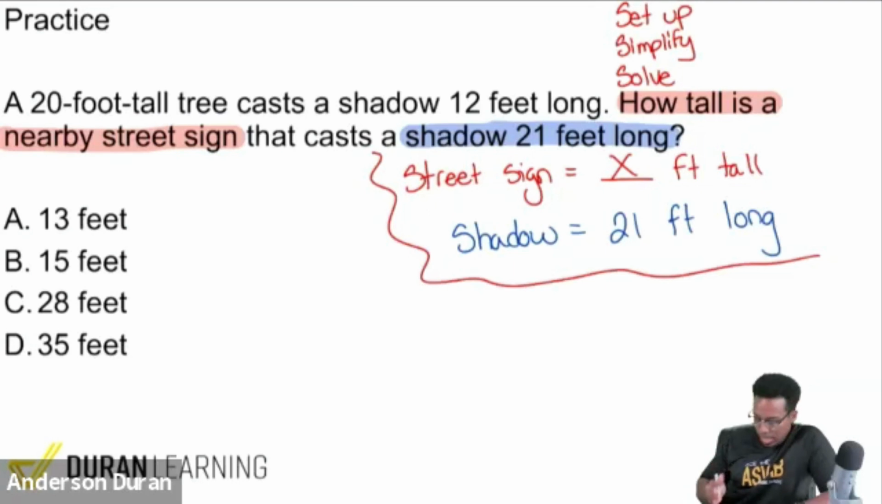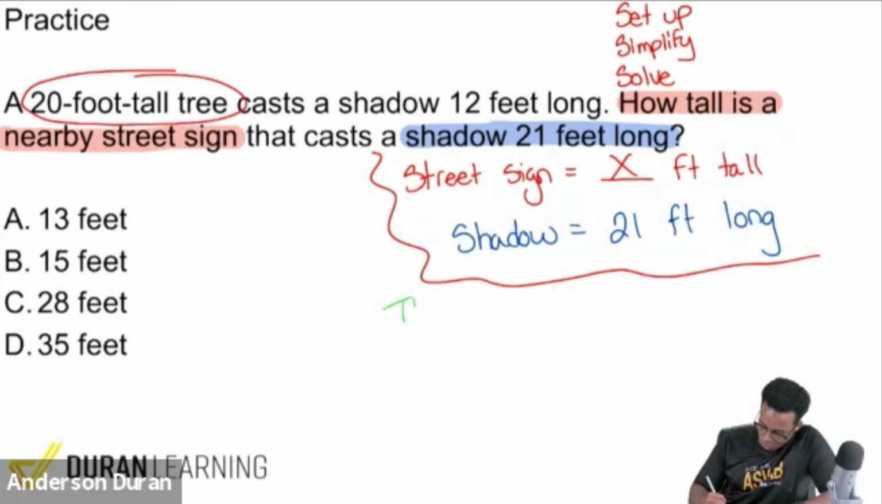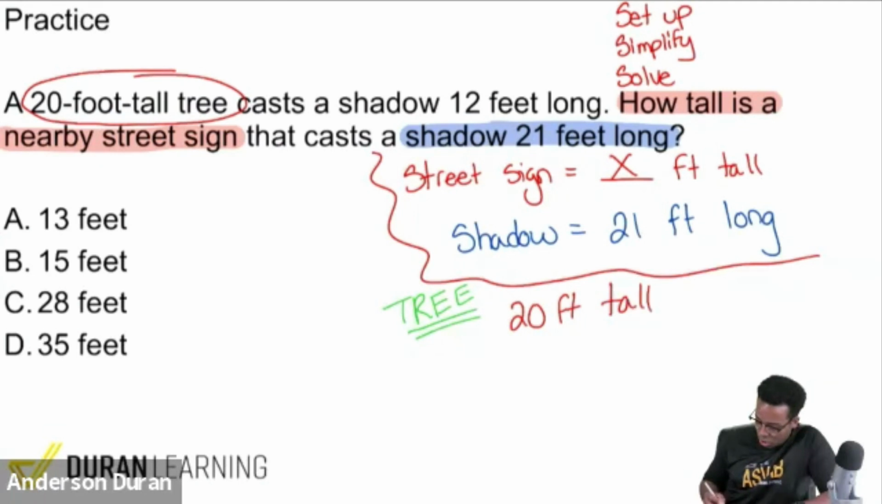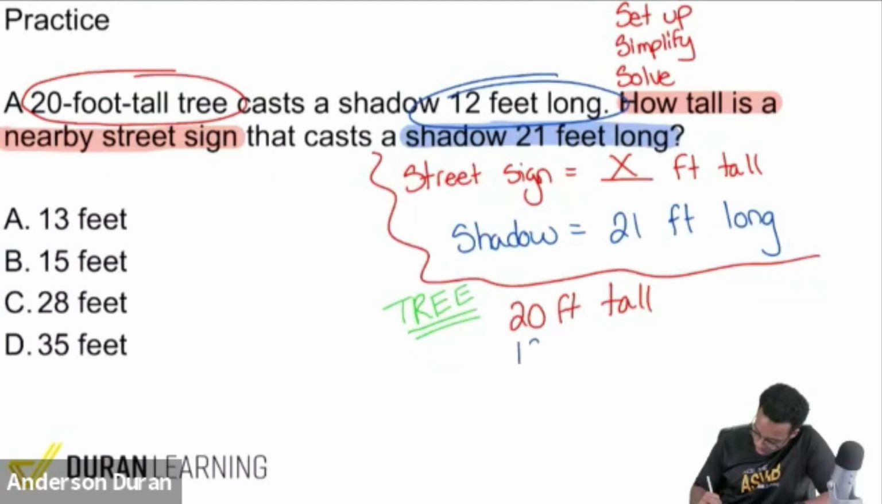Now, let's take a look at the information that we're given here, because we see here that it says 20-foot tall tree. So let me write this here. The tree right here is 20 feet tall. And how long is the shadow of that same tree, everybody? How long is that shadow? Come on, everybody participate here. Let's go, man. Yeah, right there. It's going to be 12 feet long. That's right. 12 foot long shadow. So 12-foot shadow.